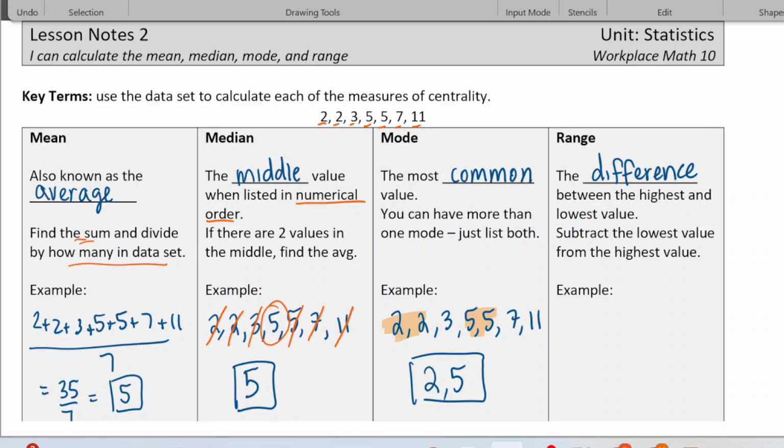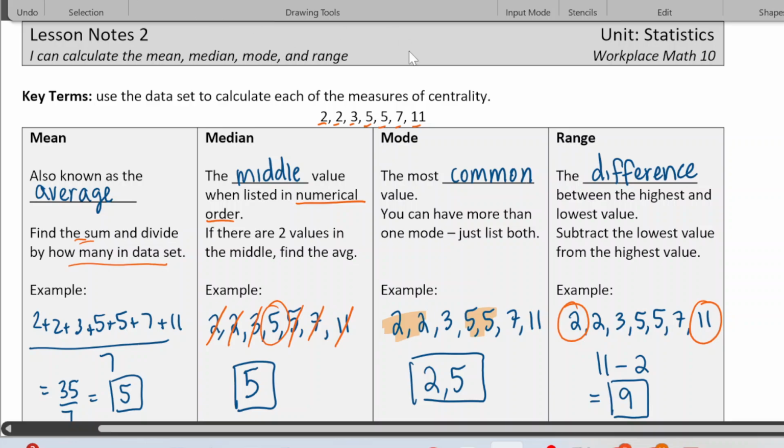So here in this data set, we want to see how far apart the biggest and smallest numbers are. So I'm going to take the smallest number and the biggest number, and I just want to find the difference, or I want to subtract those two. So the range is a little bit different from the other measures. It's kind of telling us something different. It's telling us not about the middle of the data set, but more so about how spread apart the data set is. Okay, so let's do some examples.